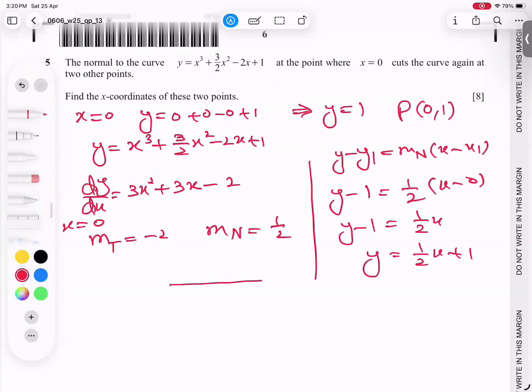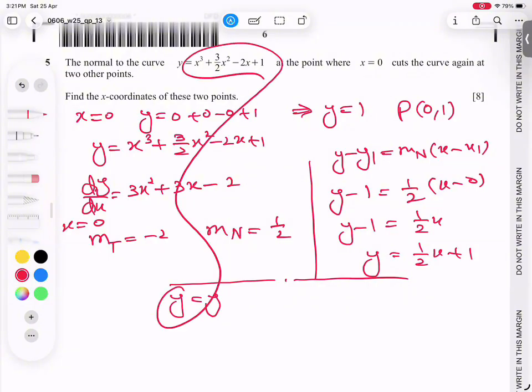So further, if you read the statement, he's saying the normal to the curve meets the curve again at 2 points. So it means this normal and that curve, basically, y is equal to y. So I'm going to substitute. Let's have a look. I'm writing here y is equal to y. This y value I get from here, and this y value I will get from here.